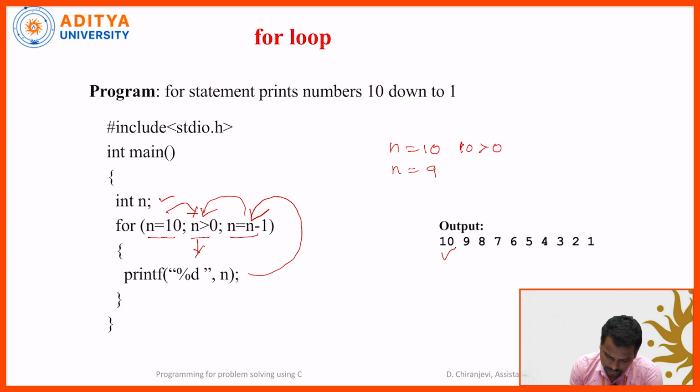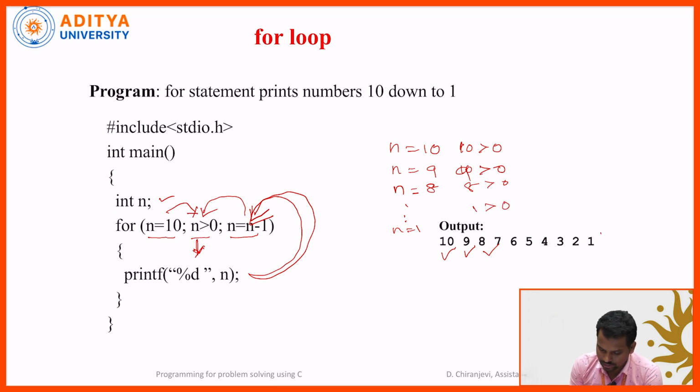Since it is true, control will be transferred to the body and 9 is printed. After that control is transferred to updation, where the n value is updated again. After updation, n minus 1, so the n value is now 8. Now it will check 8 greater than 0, which is true, so it prints 8. In the same manner it will continue until the n value is 1. 1 greater than 0 is true, so 1 is finally printed.